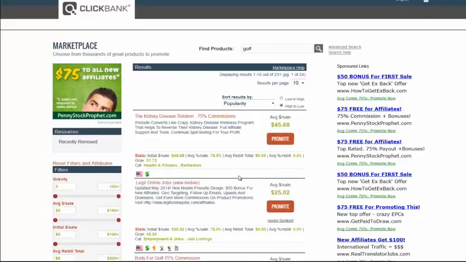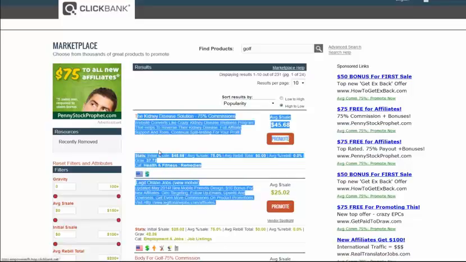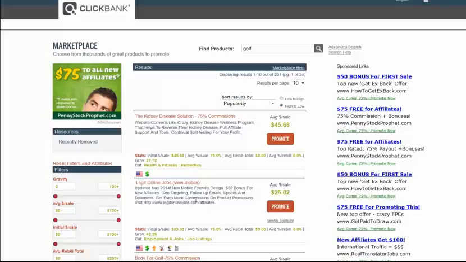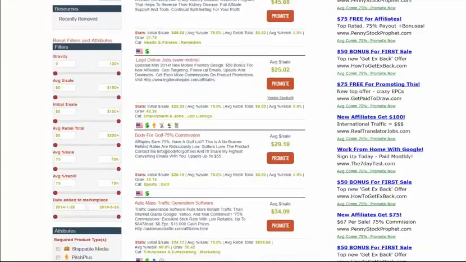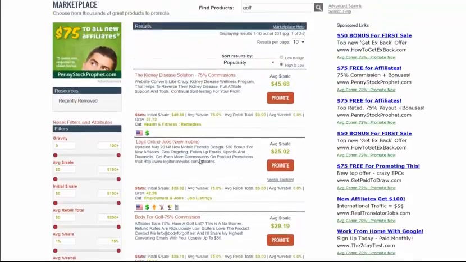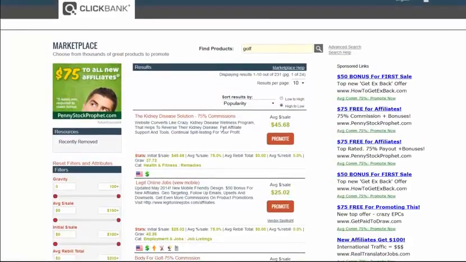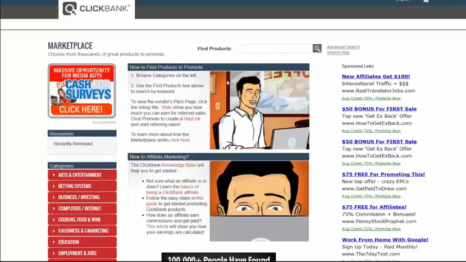Now when you're in here, I recommend ordering it not by keyword relevance but by popularity. Okay, now the problem is you are going to get some products in here that aren't as related as they would like to be, and actually I have a solution for that in a minute, because we're not even going to find our products using the ClickBank Marketplace. We're going to do something else. But down here, as you can see, body for golf, you do start to see a few coming up, and that's just if you wanted to use ClickBank itself, that's a way of doing it.